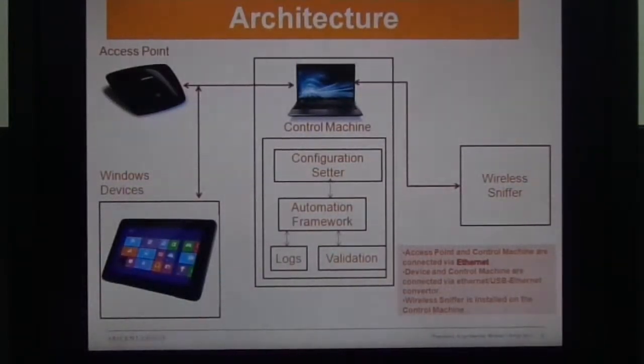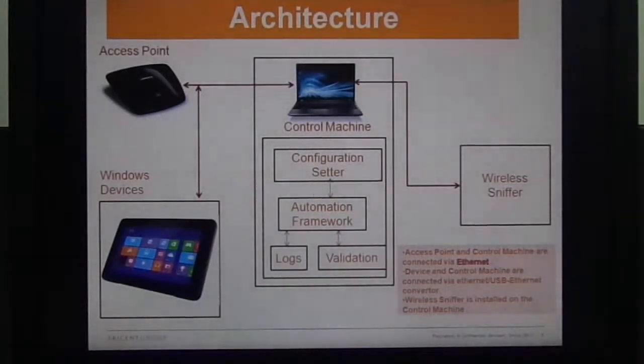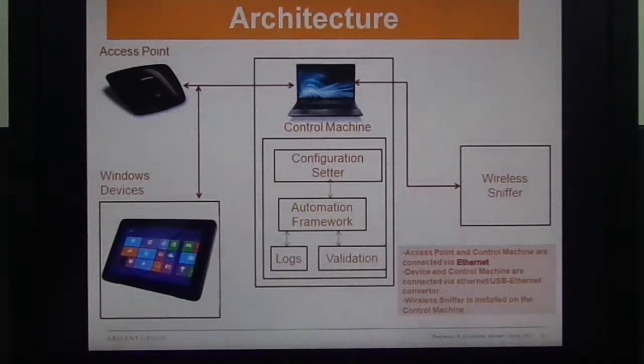In the architecture we have a control machine on which our framework is, and we have an access point, and we have some Windows devices and a wireless sniffer. The wireless sniffer is already present on the control machine. The access point and control machine are connected over an Ethernet cable, and the Windows devices and the control machine are connected via a USB to Ethernet controller.